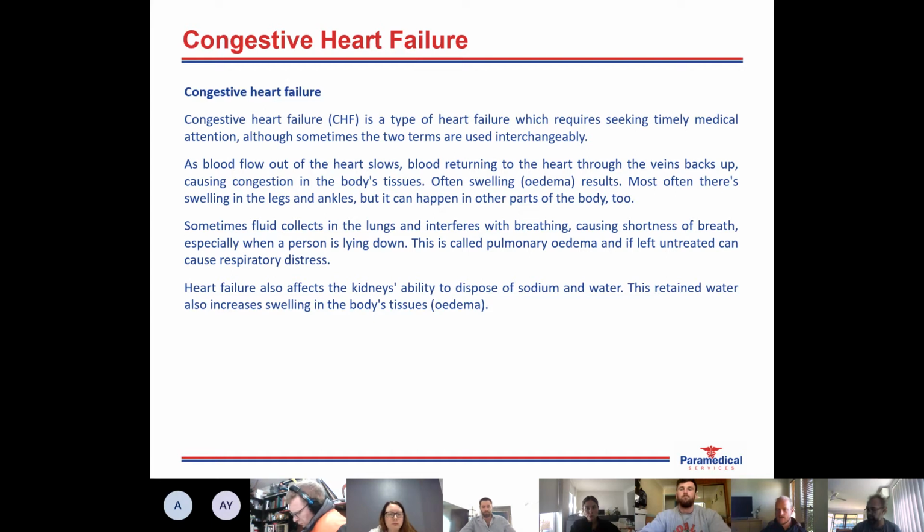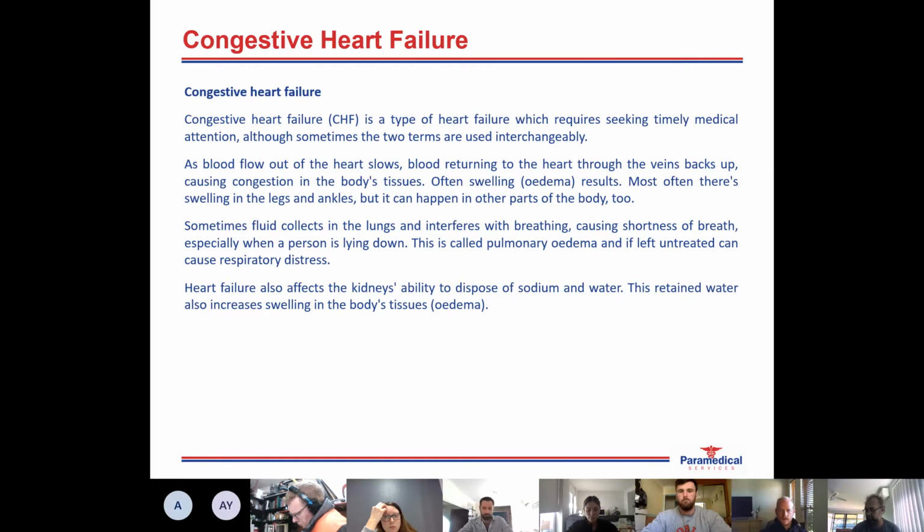Sometimes the fluid will collect in the lungs, causing pulmonary edema as well, and if left untreated, will precipitate respiratory distress. As we learned in hypoxia, one of the causes could be pulmonary edema because we can't transfuse our oxygen through the alveoli into the systemic circulatory system. Heart failure also affects the kidney's ability to dispose of sodium and water, and this retained water then compounds the buildup of edema in the body.